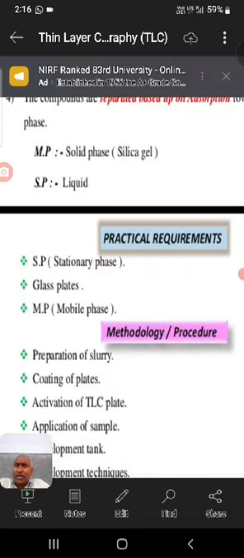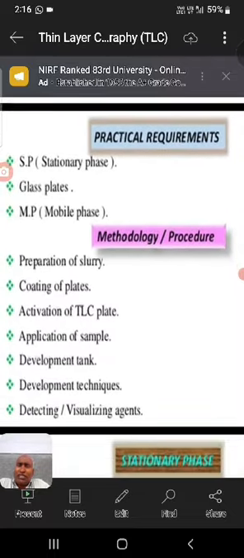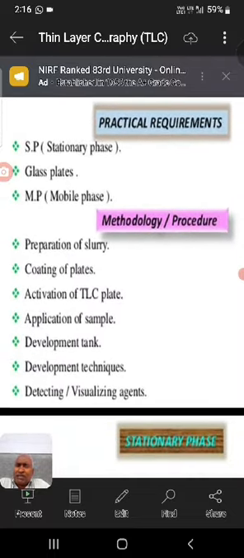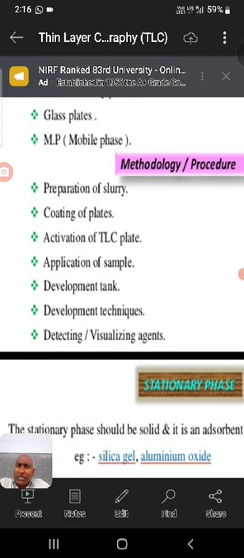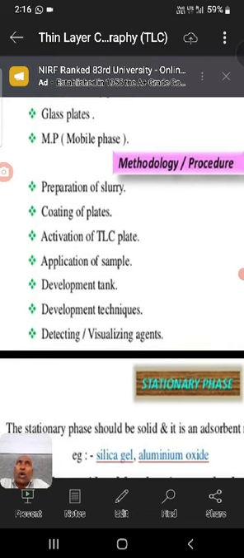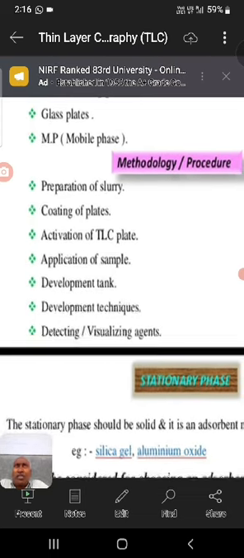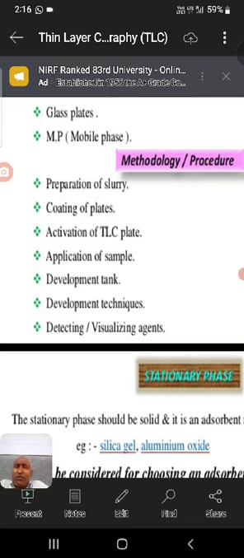Practical requirements: stationary phase, glass plates, mobile phase. Methodology and procedures: preparation of the slurry, coating the plates, activating the TLC plates, application of samples, development tank, development technique, and detecting or visualizing agents. Once everything is over, we want to visualize, so visualizing agents are a must. A visualizing agent develops the background, and the spots may appear. It gives a coloration, and only then do we know what this is, what kind of solvent this is.